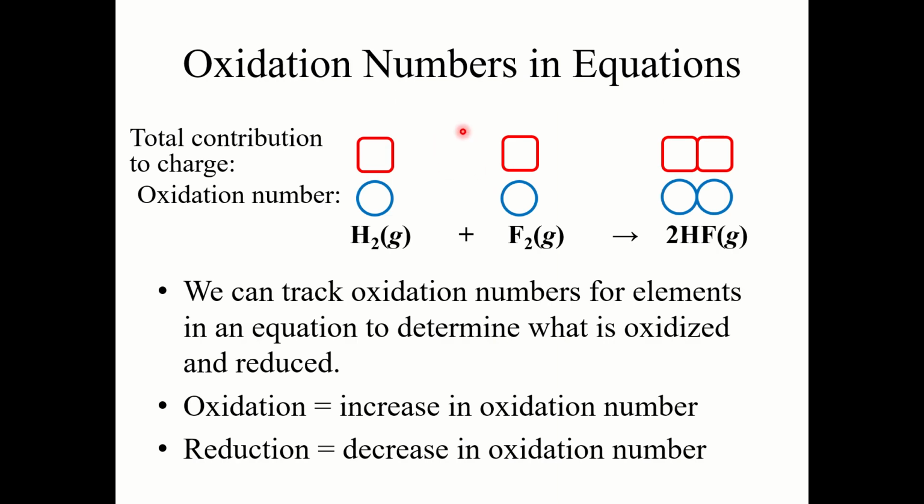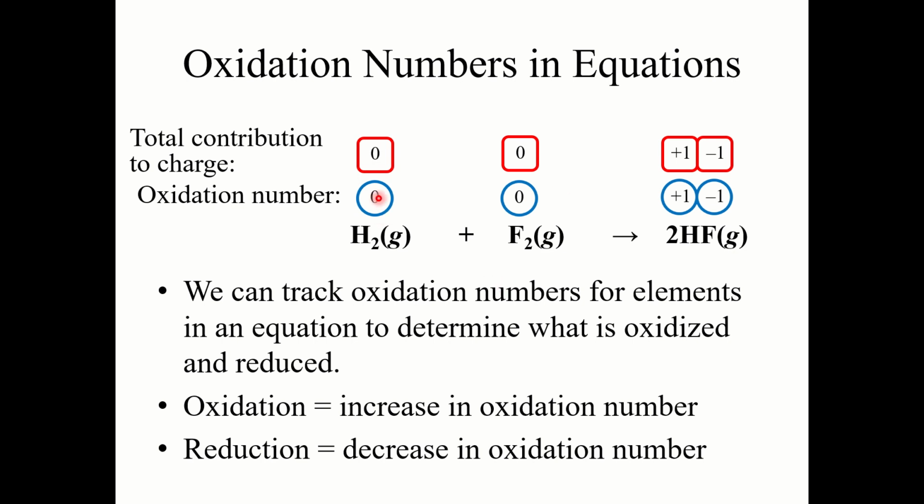Now let's look at how we can use these oxidation numbers. We can use them in equations to track whether there's an increase or decrease, and we can also use this to determine whether an element is oxidized or reduced. So let's look at this example. We're going to start with H2 and F2, so they are both in their elemental natural state, so they both have oxidation numbers of 0. Now we'll move to this compound. Fluorine gets that -1 first, which means hydrogen's got to be +1.